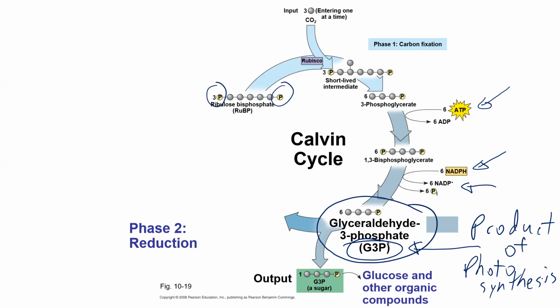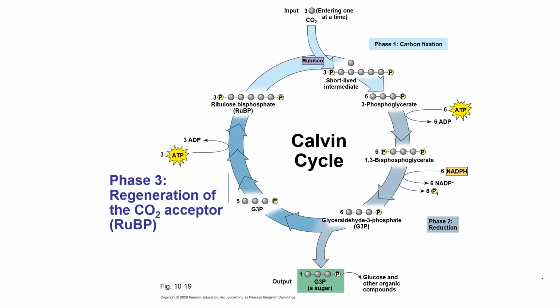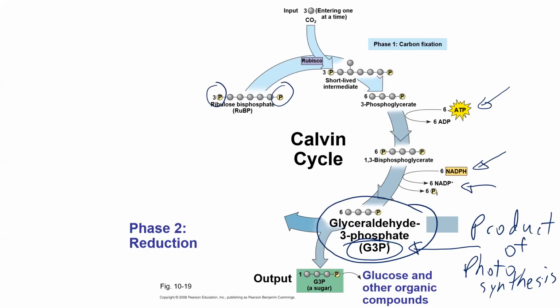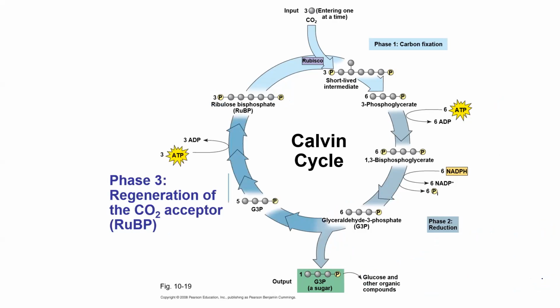So this is a cycle. It's not quite done yet, and so some of the glyceraldehyde 3-phosphate goes on and will make some organic compounds. Some of it gets recycled, and ultimately it takes a bit more ATP over here, and we're going to regenerate the RUBP. So that's the Calvin cycle.